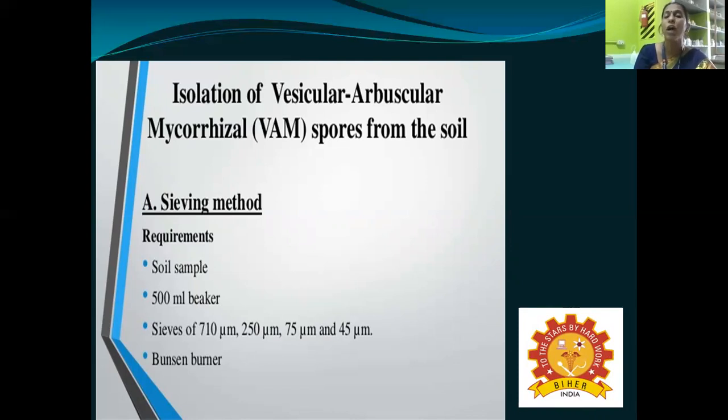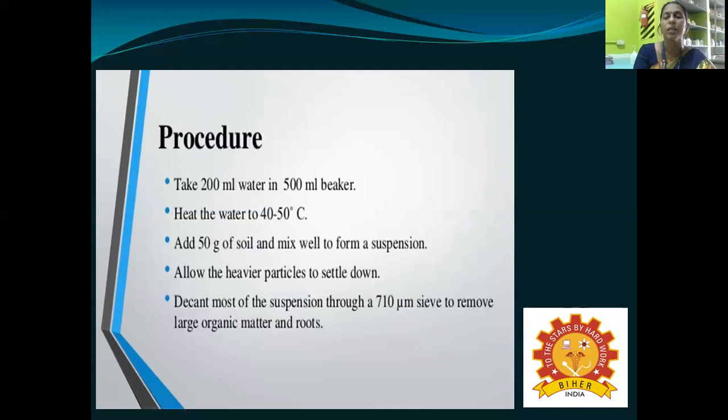How are you going to isolate the VAM spores from the soil for making the biofertilizer? The first method is called the sieving method. What are the requirements for this sieving method? Soil sample, 500 ml beaker, and sieves of 710 um, 250 um, 75 um, and 45 um for the spores of this mycorrhizae, and a Bunsen burner. So these are the things.